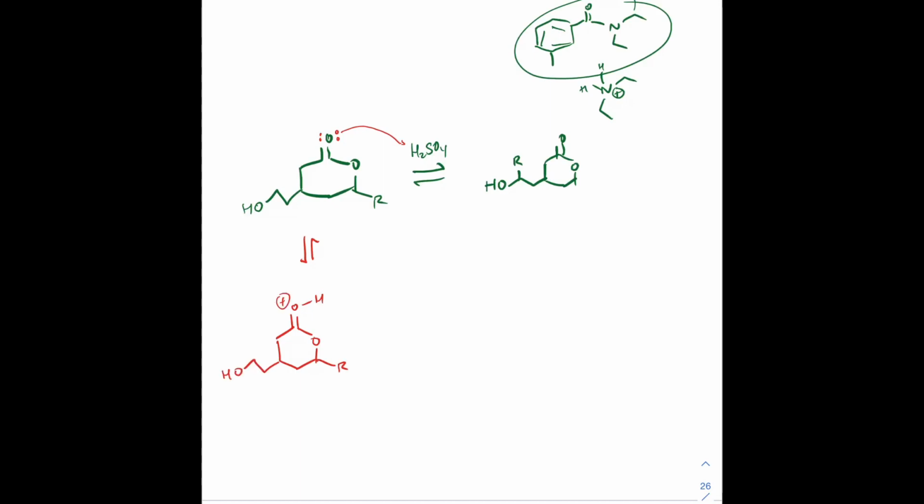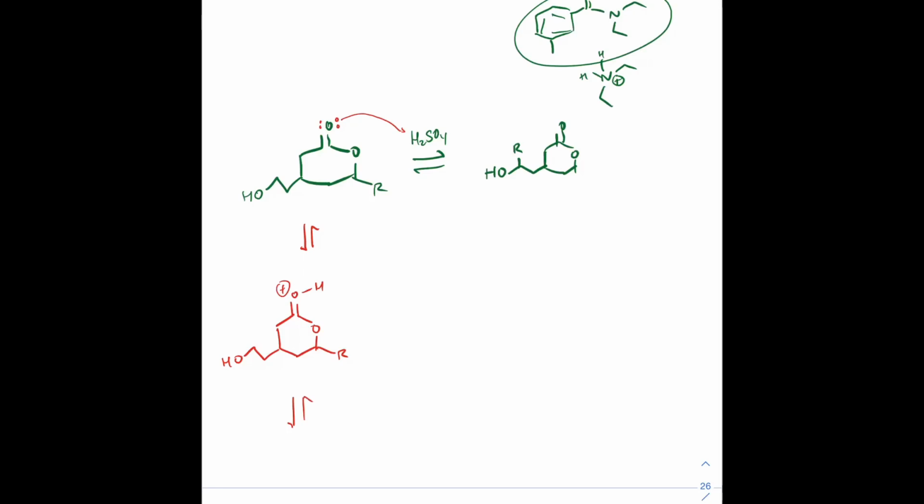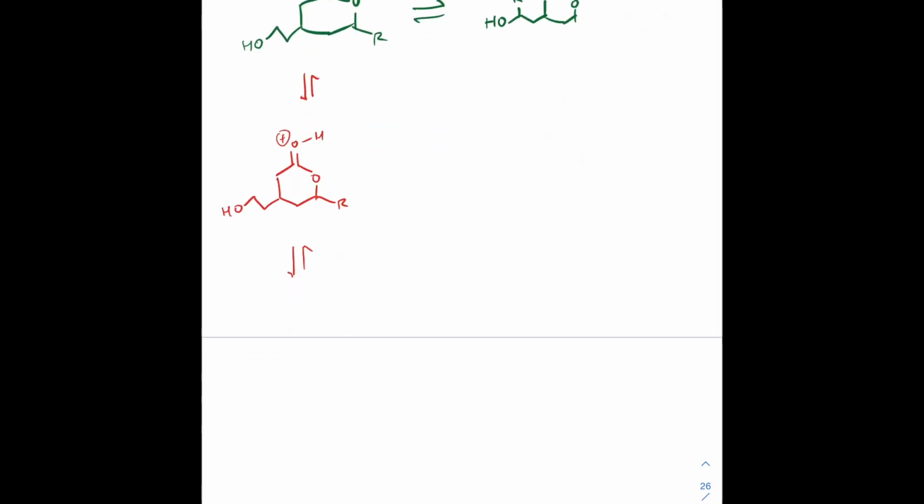Then what's going to happen? We make an oxonium intermediate that has a carbon that's susceptible to nucleophilic attack. So what are we going to attack with? We don't have anything else other than the alcohol that's on the same molecule. So attack it.